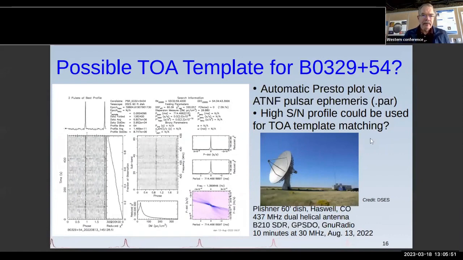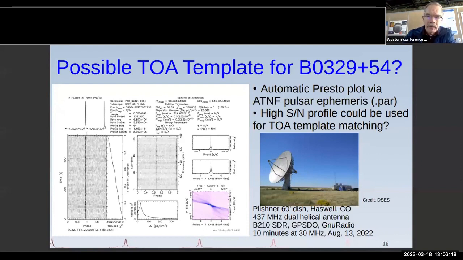And you might be wondering, how in the world did I get down this rabbit hole anyway? It started last fall down in Haswell, where we have an open house, and we had a group of people there, and we had just changed. We have a 60-foot dish, and we had just changed our feed. Ray Uberekin had made a 437 megahertz dual helical antenna, and it was for an experiment we were doing, and we were just tuning it up.